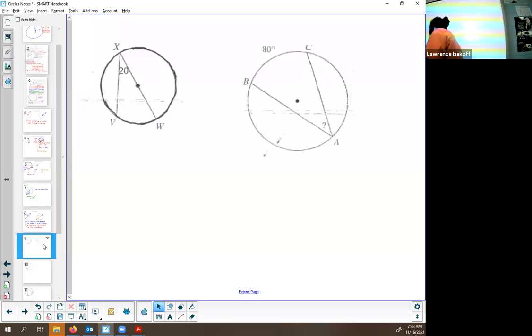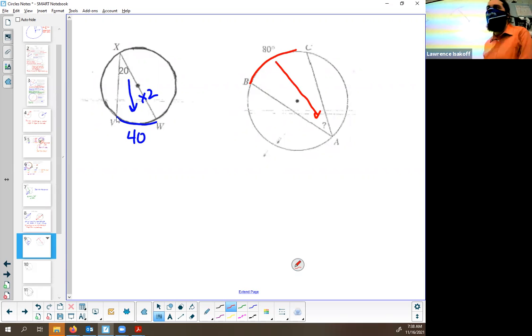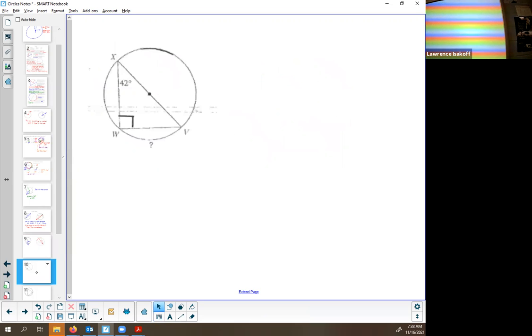So here with this, if I know this angle is 20, what would I do to get this arc over here? Times 2. 20 times 2 is? Perfect. If I know this arc up here is 80, what am I going to do to find this angle? Yep, I'm going to divide by 2. That gives me now 40 degrees. Okay, two pretty easy examples there.